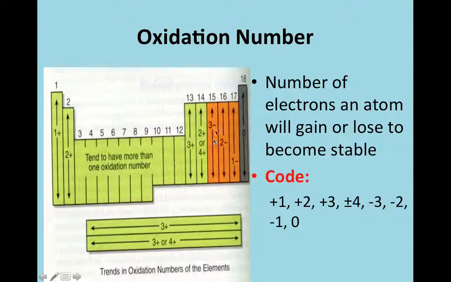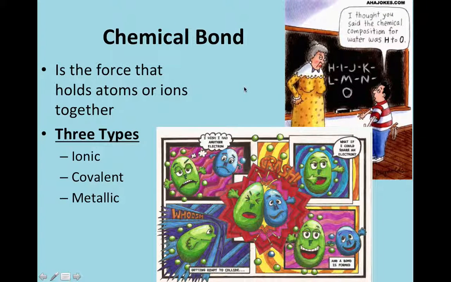Then this column right here, which is the nitrogen family, they have a negative 3 charge. This one is the oxygen family. They have a negative 2 charge. And then the halogens have a negative 1 charge. Now the noble gases, they have 0 charge. They're already full, so therefore they don't need to gain or lose. They are stable.